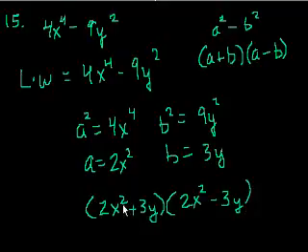Let's see, which choice is that? 2x squared plus 3y. Okay, this switched the order. Choice A says 2x squared minus 3y times 2x squared plus 3y, which is the same thing. You can switch orders when you're multiplying. So the answer is A.